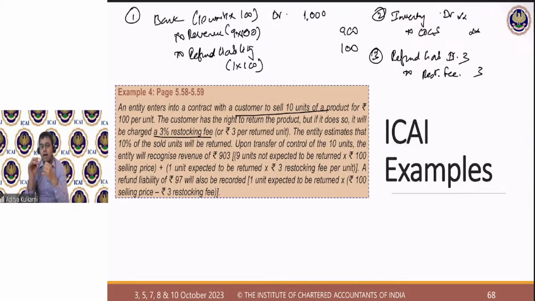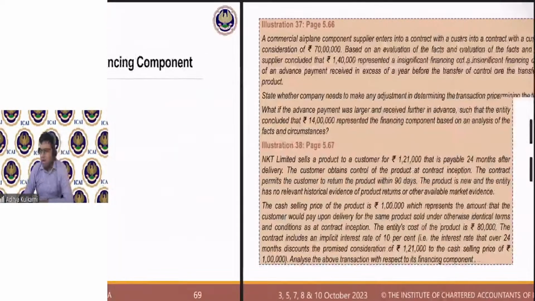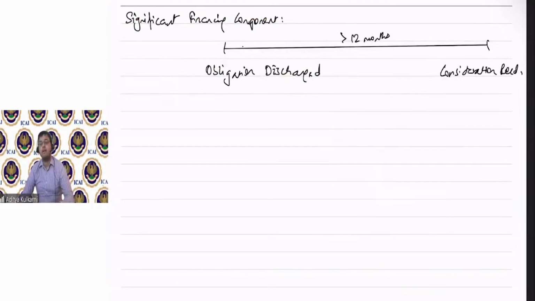So there you have your contract liability, whereas all other liabilities are regular liabilities which you have to settle in cash. They are two different things altogether. Now coming to significant financing component: obligation discharged, consideration received, the time gap is more than 12 months.